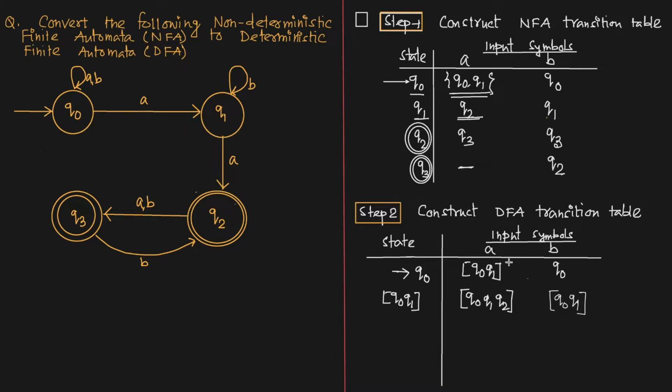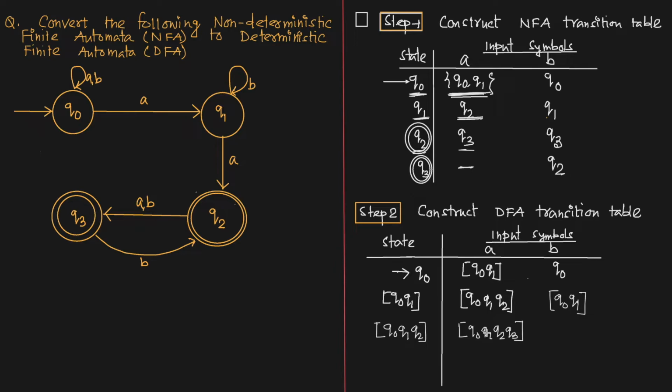Q0, Q1 is already present. Q0, Q1, Q2 is the new state, so write it down. Q0, Q1, Q2 on A: for Q0 it is Q0, Q1, for Q1 it is Q2, and for Q2 it is Q3. Just consider their union. So the union of Q0, Q1, Q2, Q3 will be Q0, Q1, Q2, Q3. Think of this as a single state.